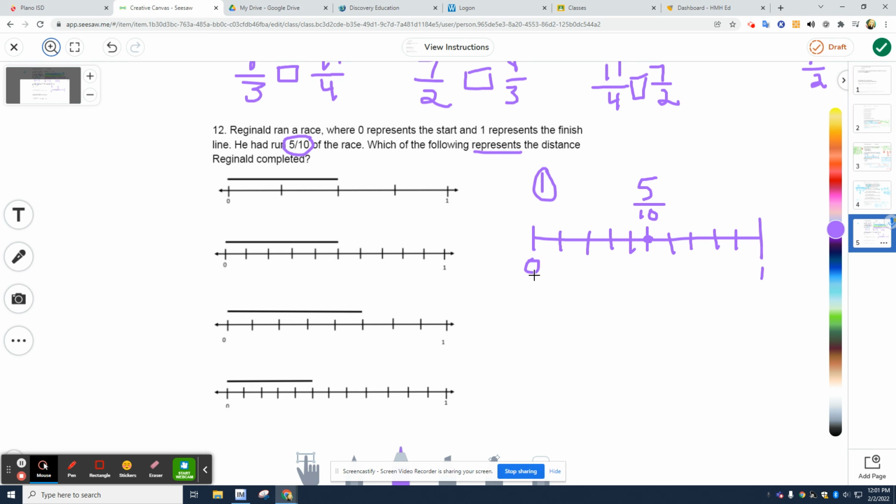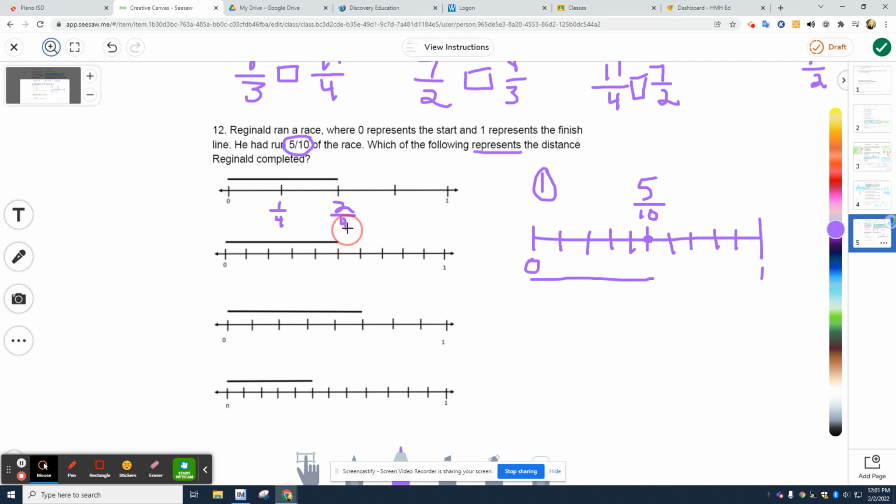Now my line would go from here to here, or from 0 to 5/10. Now, my suggestion would be to go through and label each of these. So this is 1/4. See what I mean? 2/4. So this would be equal to 2/4.